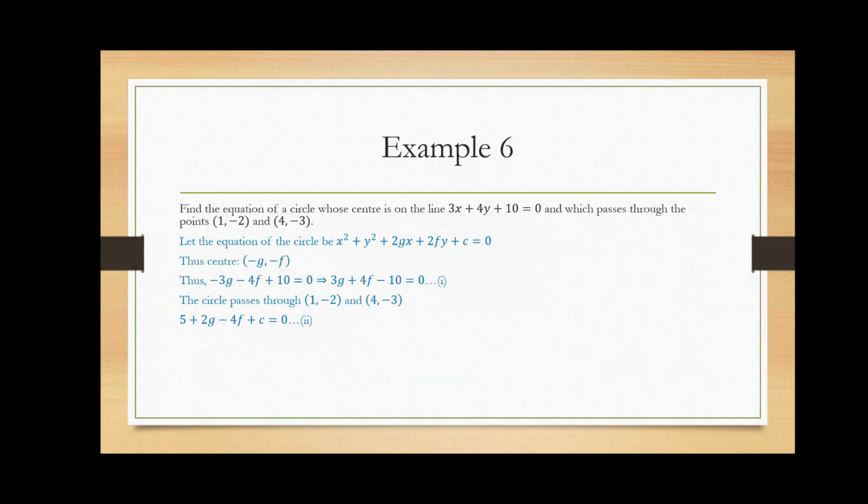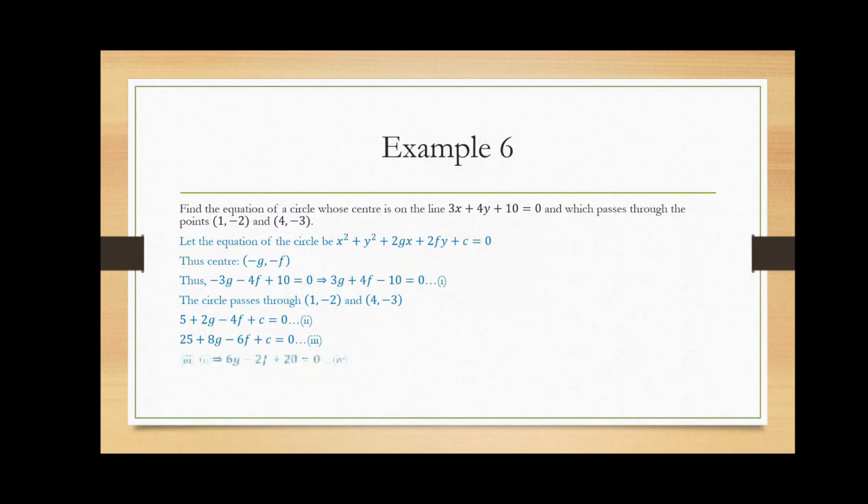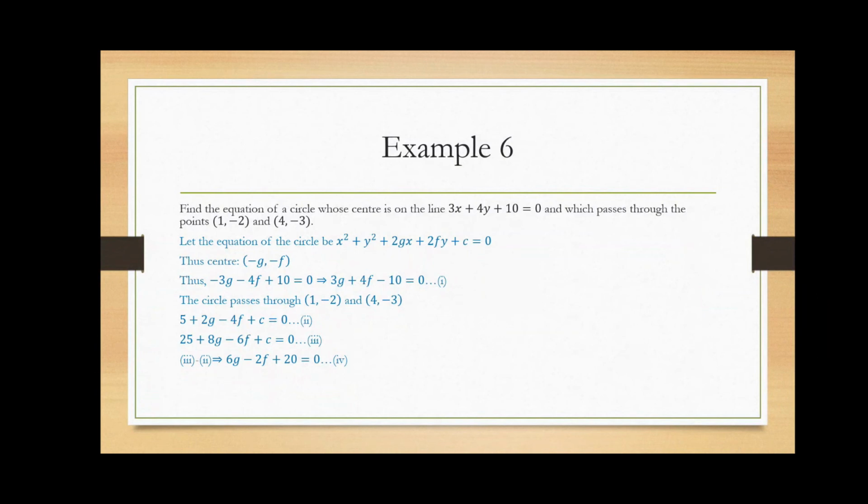And (4, -3), again if I put it into the equation of the circle, I get this, that is 25 plus 8g minus 6f plus c equals 0, right? Now let us subtract 2 from 3. If I do that, I get 6g minus 2f plus 20 equals 0. So why did we do this? We just wanted to get rid of c, that is, we have three different variables. We just reduced one variable and made it a two variable equation.